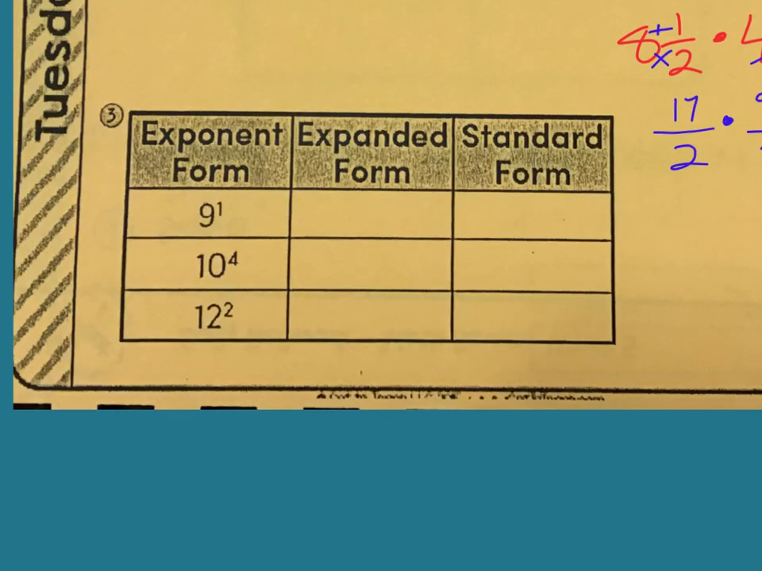So we're going back to this expanded form, standard form, exponent form. And so we know that we have an exponent of 9 to the first power. So our expanded form would just be 9. And our standard form, well, what's 9? It's just 9. Okay, so our next one, our expanded form would be 10 times 10 times 10 times 10.